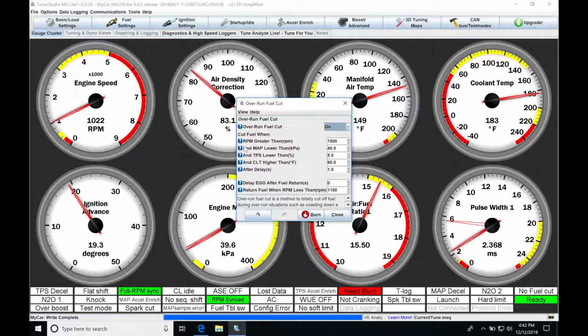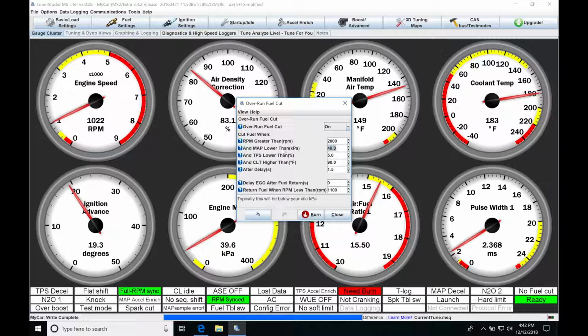We can see the RPM greater than. Now we want this higher than our idle RPM. So let's say our idle here is at 1,000. I would want to set this to at least 500 to 600 RPMs higher than my idle speed. Now in some cases, if I have a lightweight flywheel, I might even want to set this 1,000 RPMs higher. So let's assume that I have a lightweight flywheel. I'm going to set this at 2,000 RPM.